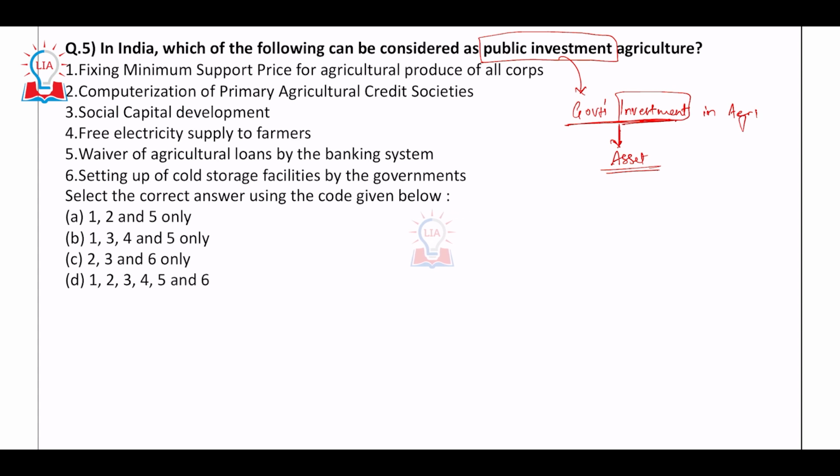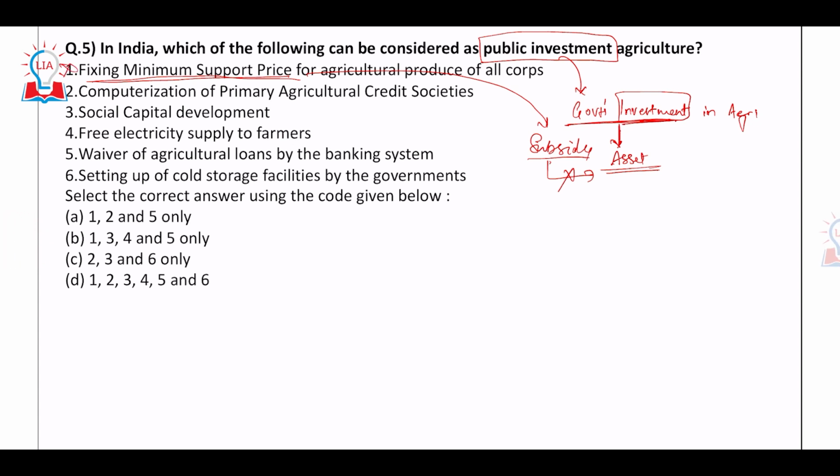Okay, some sort of asset should be created. Let's see if any of these actually fall into that criterion. So first one is fixing minimum support price for agriculture produce of all crops. It is just like a subsidy, so it cannot be an asset. So it is REVEX, revenue expenditure. So one is not that.